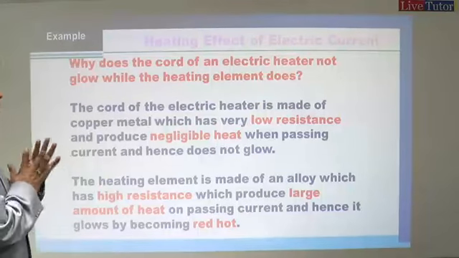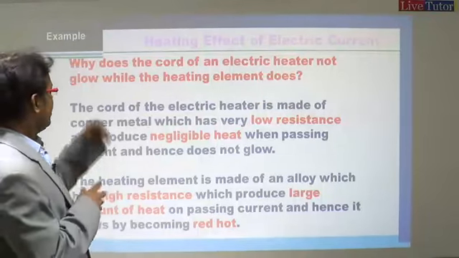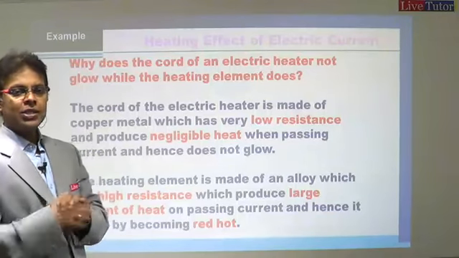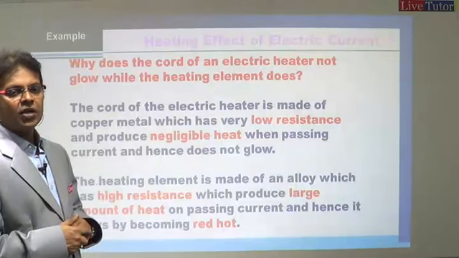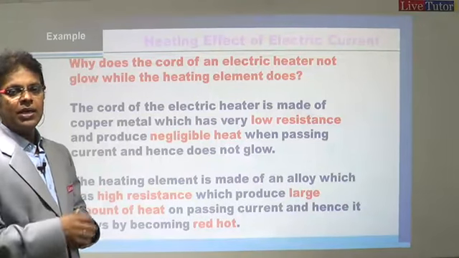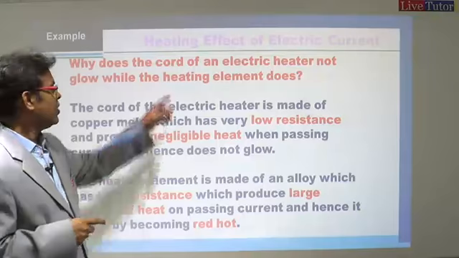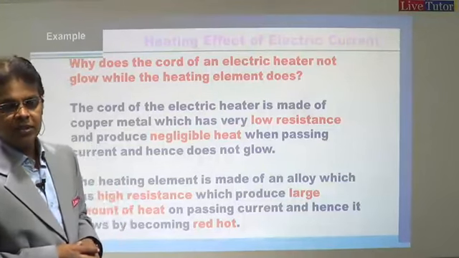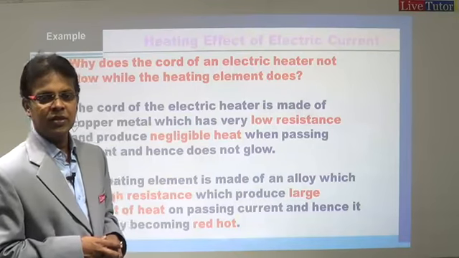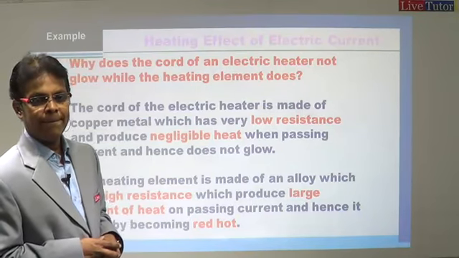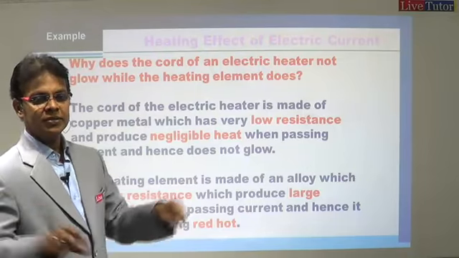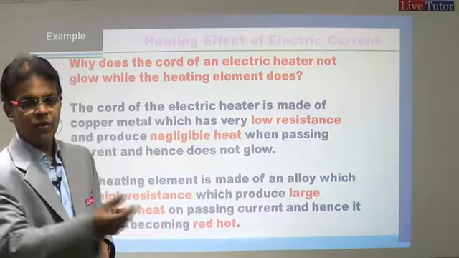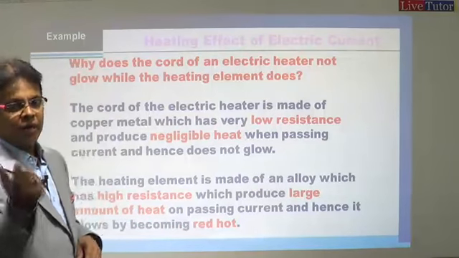Okay. And the next one is another observation oriented question. Why does the cord of an electric heater not glow while the heating element does? What do you mean by cord? You know what is the meaning of cord? C-O-R-D. Cord is nothing but the wire. The power cord we say. For a computer system and all we are using a cord, no, wire. That power cord is nothing but cord, wire.